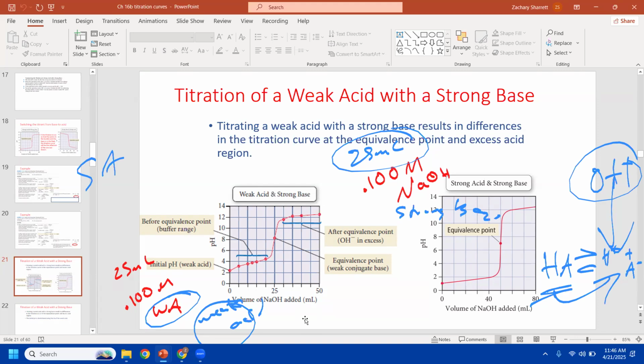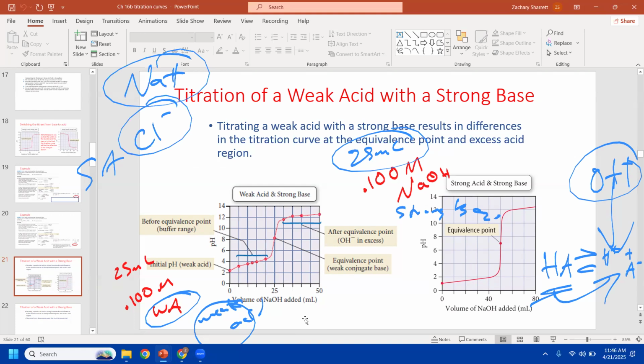So at the equivalence point in this case, okay, what did I just do? At the equivalence point of a strong acid and strong base, all of the OH minus neutralizes all of the H plus. The reason it was pH 7 is because the strong acid left Cl minus in solution and the strong base left Na plus in solution. And what are both of those things?